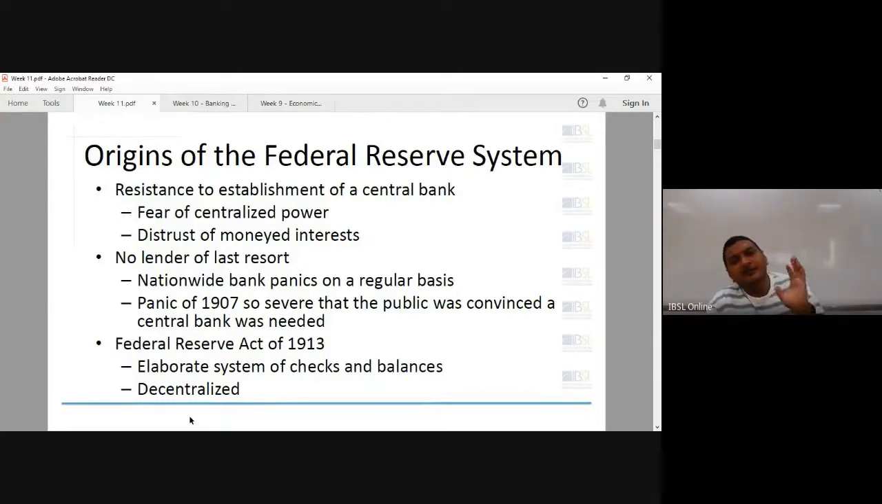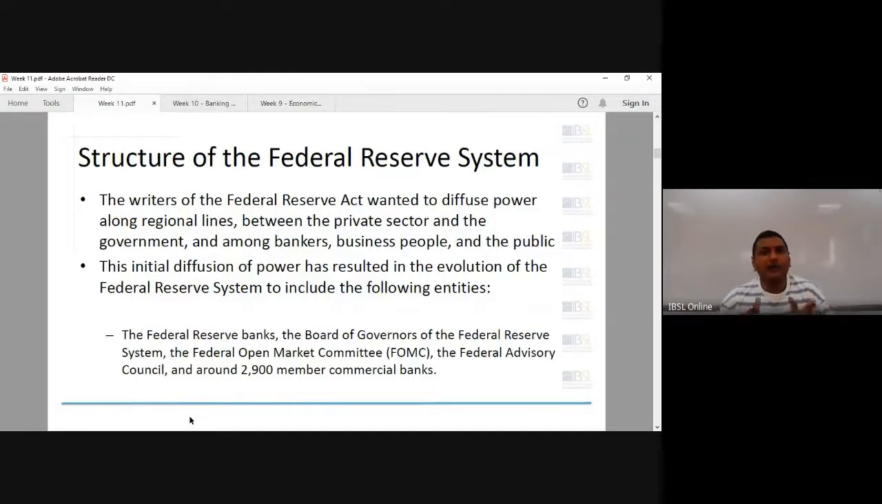So you see these arrangements in the US case. The US had this resistance, and then of course the convincing arguments by the public to see that somebody has to play a role of lender of last resort. And then of course the 1907 crisis that convinced the people to move into a central bank arrangement in the US, and the Federal Reserve system established with the 1913 Federal Reserve Act with checks and balances in place, and also a decentralized arrangement for decision making. Okay, so when we are moving into the structure of the Federal Reserve system, right?